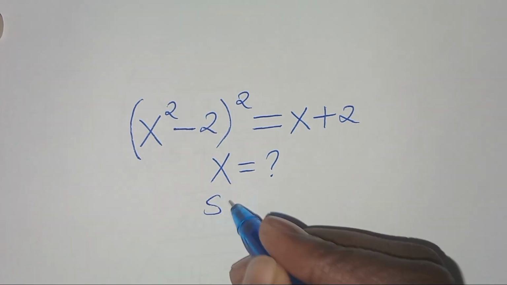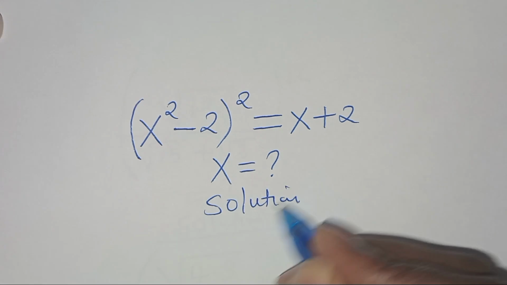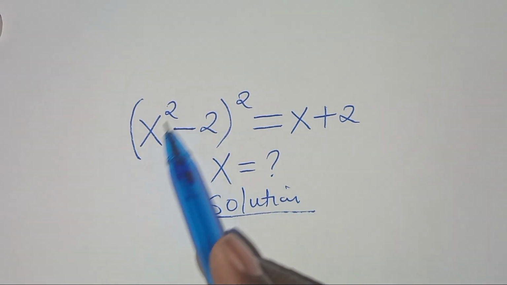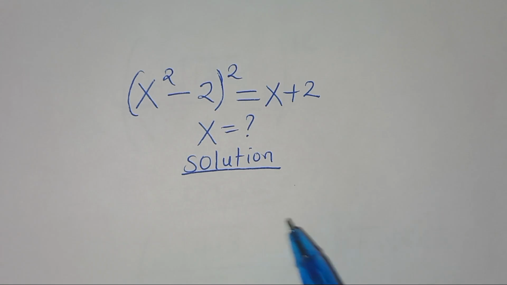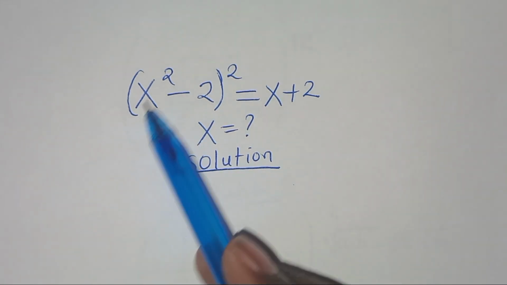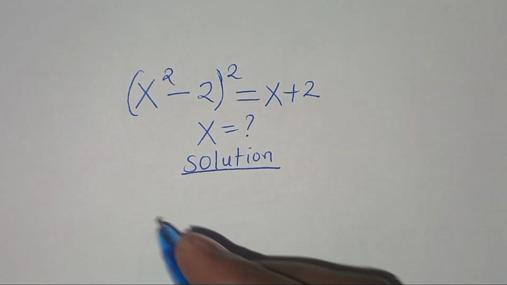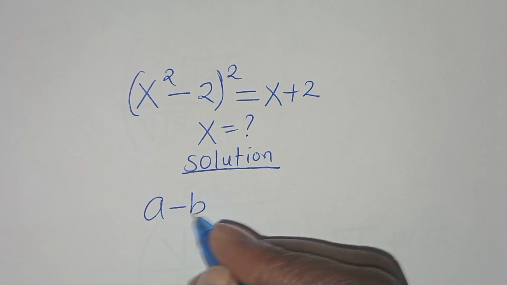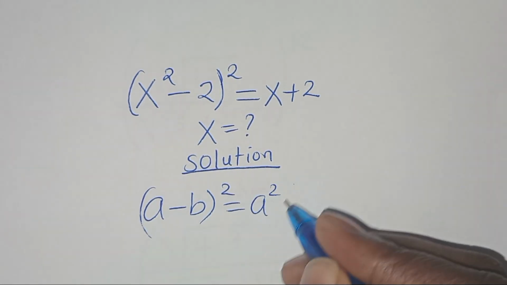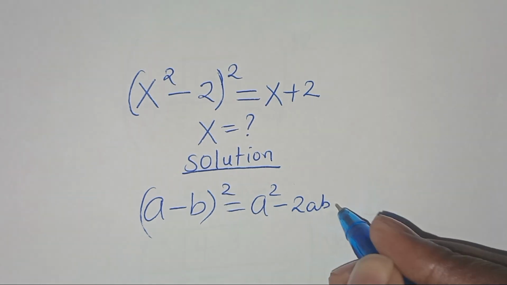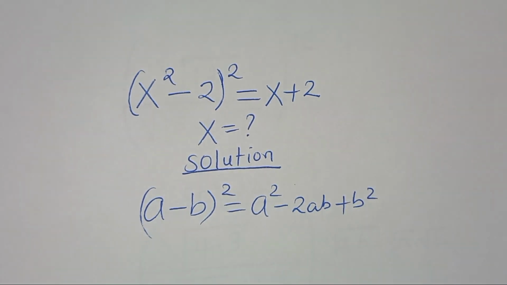Now, solution from here, we have that (x^2 - 2)^2. This is in the form of (a - b)^2, which you can express as a^2 - 2ab + b^2.